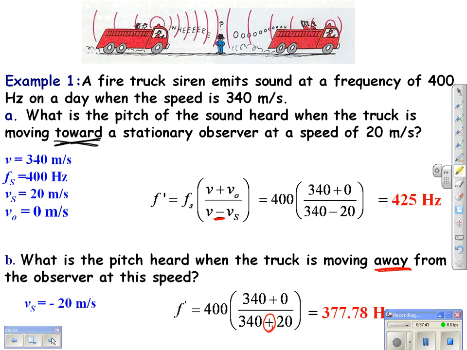So you should come up with 377.78 hertz, which is a lower frequency because it's moving away. When you guys get stopped by the train, you notice this because as the whistle blows and it comes towards you, it gets higher frequency, so it's higher pitched. And then as it goes away from you, it gets lower pitched. So it doesn't sound as loud anymore or screechy.